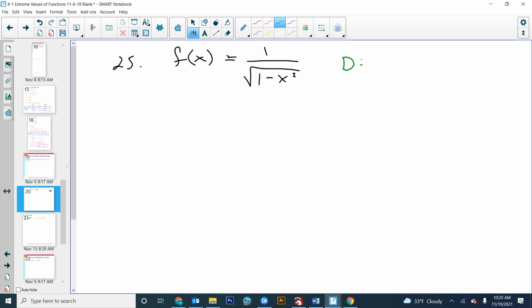All right. What's the domain of this? Well, 1 minus x squared needs to be, we'd usually say greater than or equal to 0 for square roots, but it's in the denominator, so just greater than 0, right? When does that occur? How are you guys solving that? Are you graphing it like I recommended?